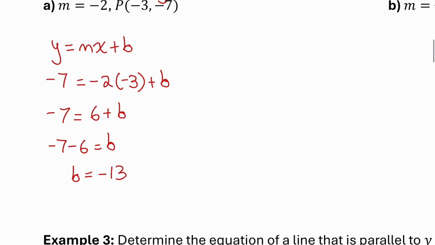So that means the final equation of this linear relationship would be y equals, sub in the m and b values. My m was -2, so -2x minus 13. There's the final equation of the line.